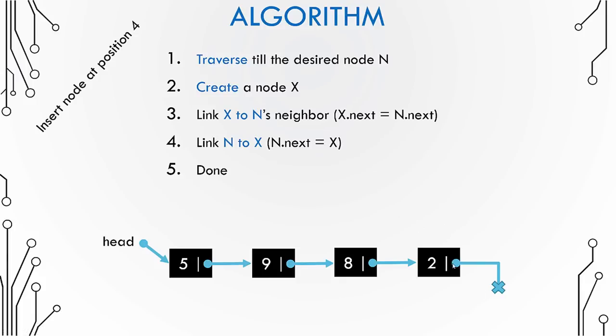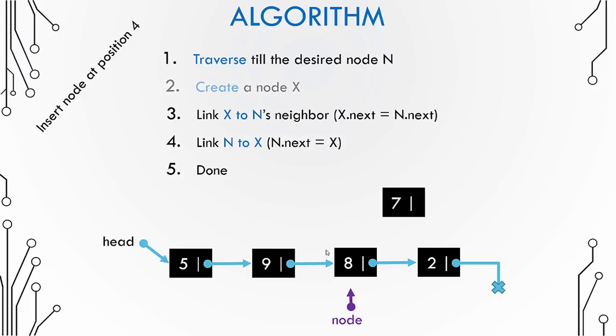So the first step is to traverse to the desired node. In this case it would be 8, because you need to go to the node after which the new node is to be added. Since it is specified that the new node should be put at position number 4, it means that it should come after this node 8. So we traverse till the node 8, and then the next step is to create the new node.